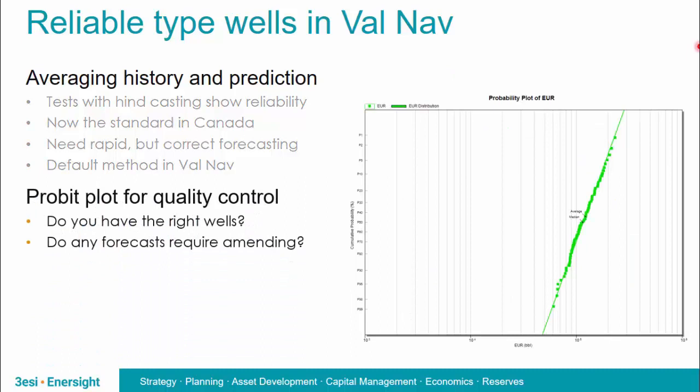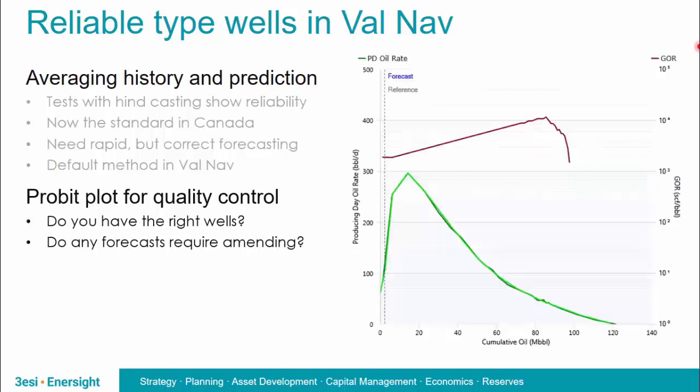In addition to using history and forecast, we also recommend that you use a probit or probability plot for quality control. We are looking for a log normal distribution. And so we plot our probit plot that should be a straight line if you have a log normal distribution. When you see wells that do not fit on that straight line, you need to question whether the information for those wells is correct. It may be that your forecast is wrong and needs to be amended, or it may be that you simply have wells that don't belong in this set of data.